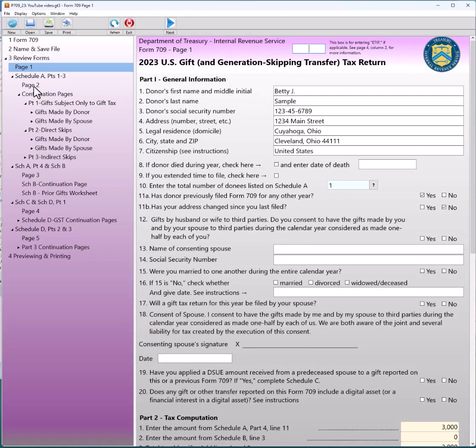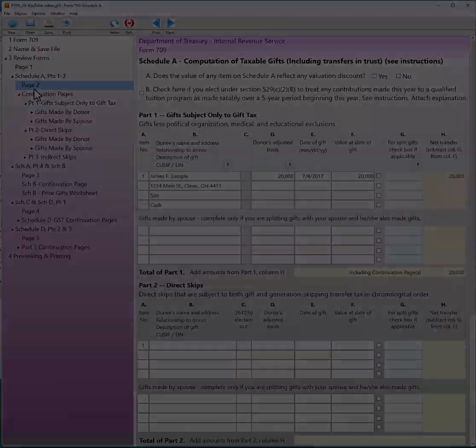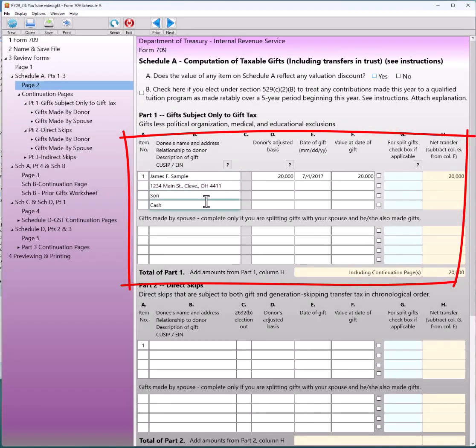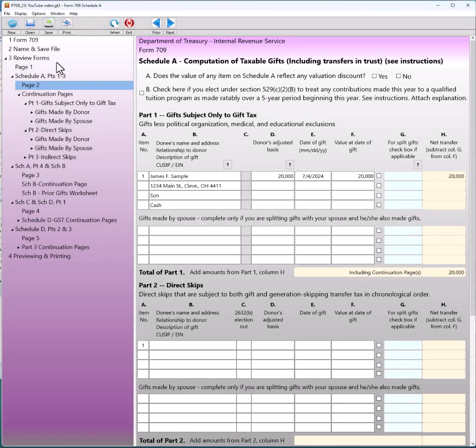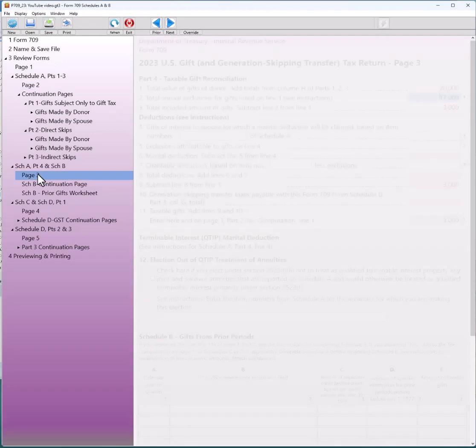The actual gifts are done on page 2, and you've already put something in there. Very simple one. $20,000. I got 2017 in there and it should be 24, I guess. But the value of the gift is 20,000. Okay. I'll save my change, and I'll go to page 3.